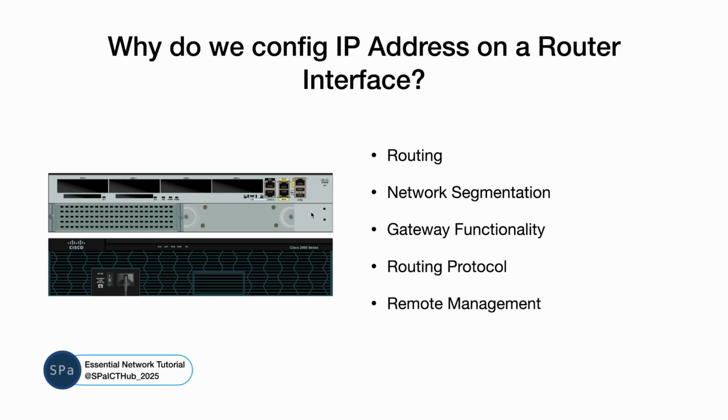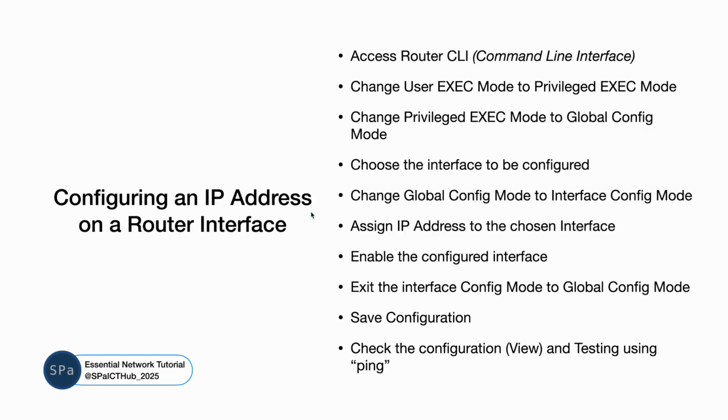Why do we configure an IP address on a router interface? One, routing. Two, network segmentation, which helps in security issues. It helps to reduce the vulnerability of our networks. Then gateway functionality, routing protocol, and remote management. These are the steps we're going to be taking in configuring our router. So I'll make the slide available.